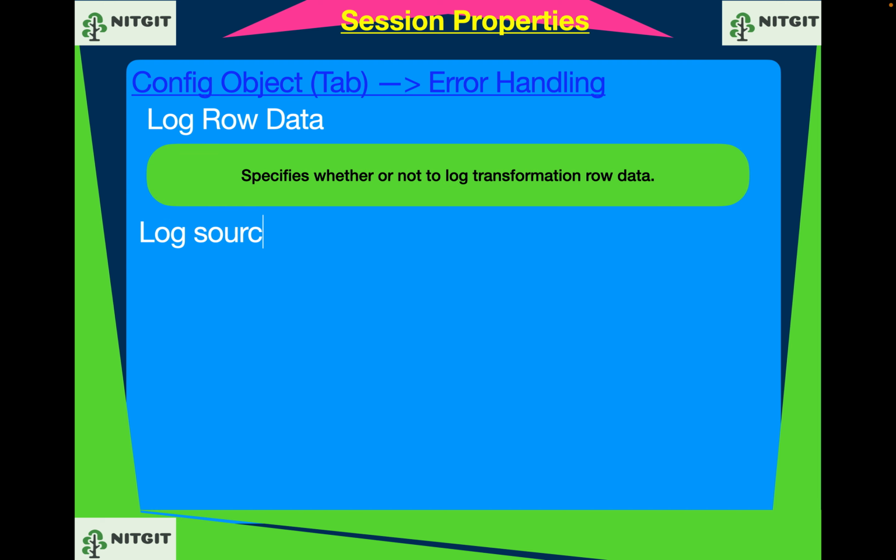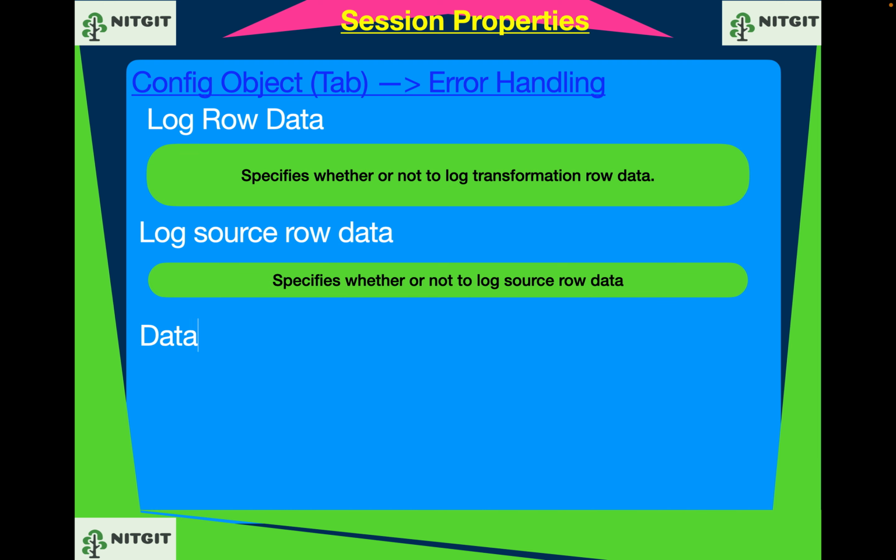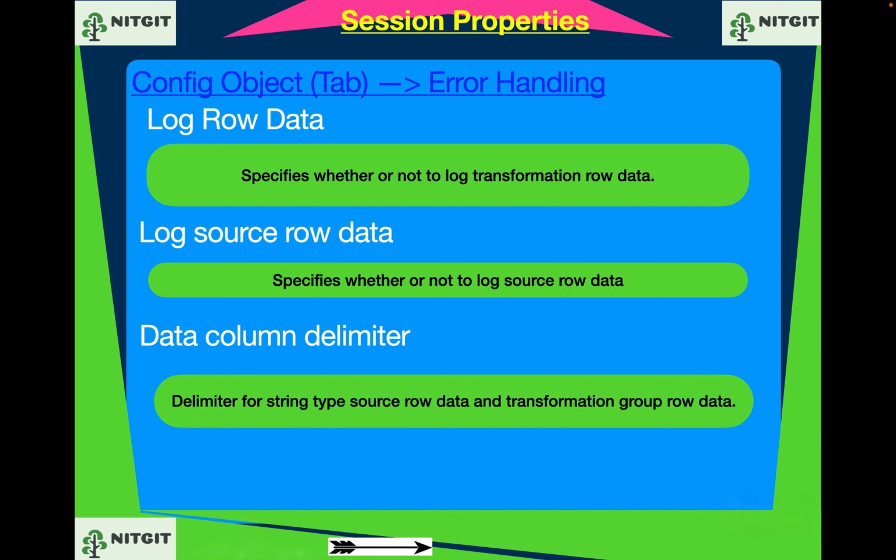Log row data specifies whether or not a log transformation row data can be in the logs. Log source row data specifies whether or not to log source row data. Data column delimiter is the delimiter for string type source row data and transformation group row data. This is the first time I'm seeing this. There's nothing to explain. We never use it. By default, we'll keep it as is.